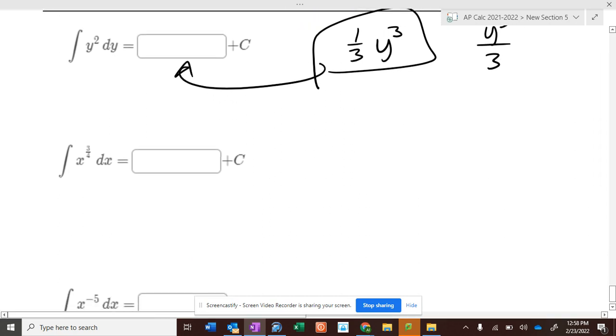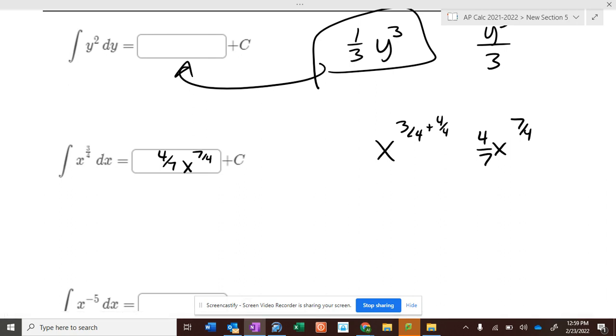Okay? So what if we have a fractional exponent? What's x to the 3/4 go to? If we add 4/4 to it, because we add 1, it's x to the 7/4. If we divide by 7/4, it's the same as multiplying by 4/7. What's 7/4 times 4/7? 1. So that's 1 x to the 3/4 if you take the derivative of that. So it's 4/7 x to the 7/4. Because if you take the derivative of this, you should end up with that. So integrating this goes to this. So it's derivatives in the opposite direction.